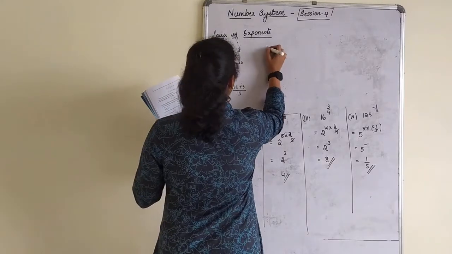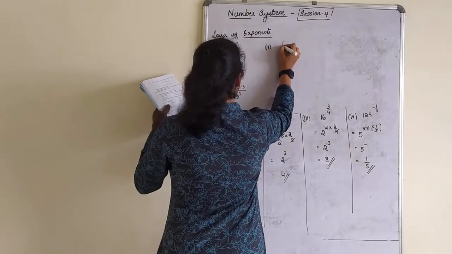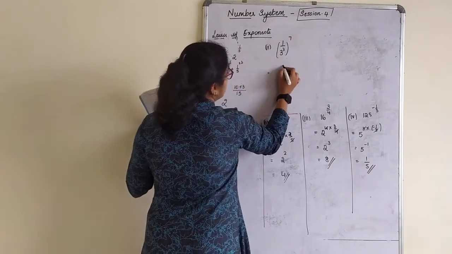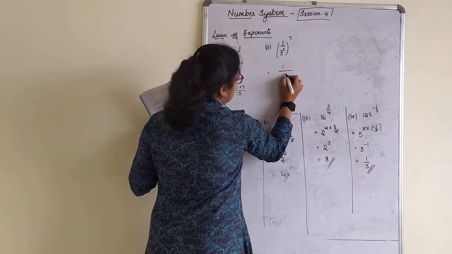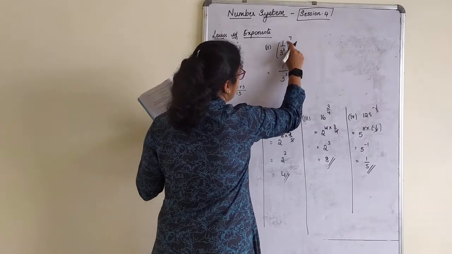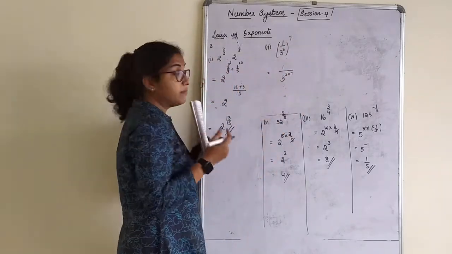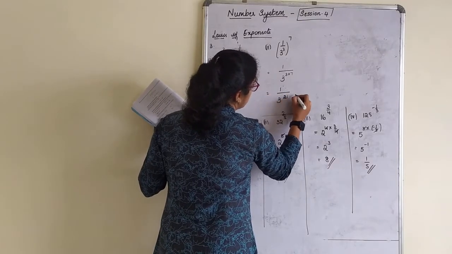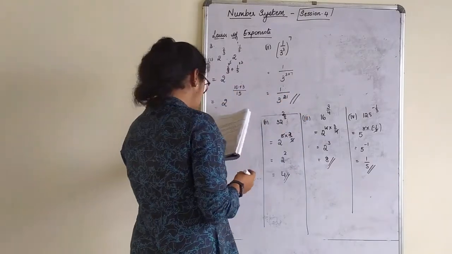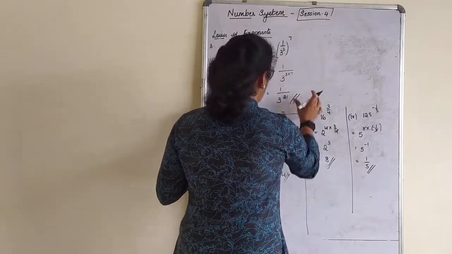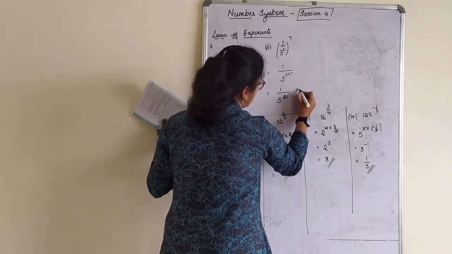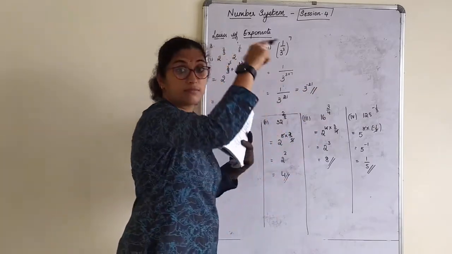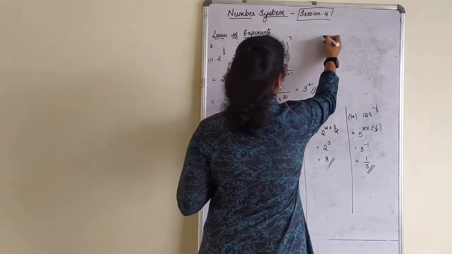Next, second one, 1 upon 3 raised to 3 whole raised to 7. 1 upon 3 raised to 3 into 7. Why? Because 1 raised to 7 is the same. We can multiply the powers. So 7 3s are 21, 3 raised to 21 is the answer. You can also write, if you want, 3 raised to minus 21. Reverse. You can take the reciprocal on the top.